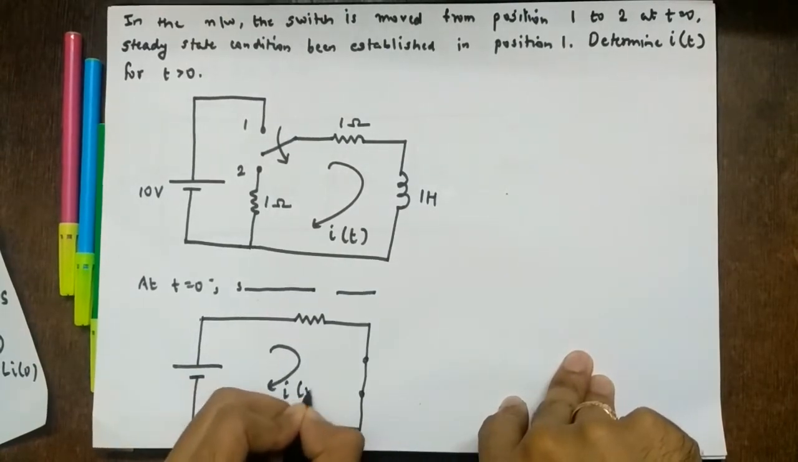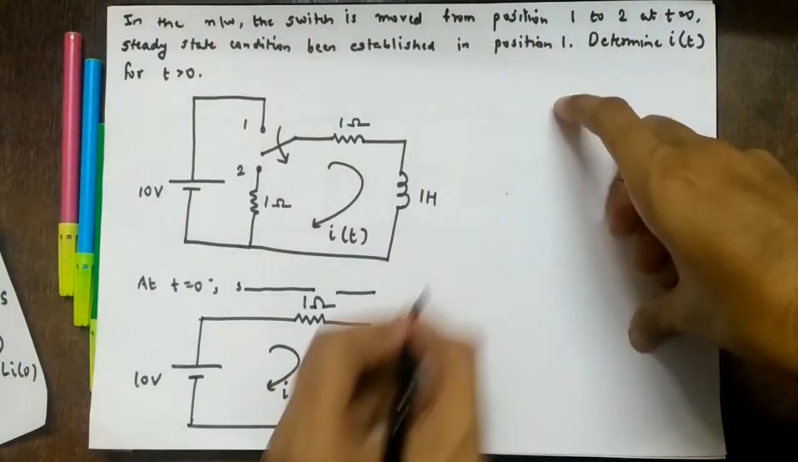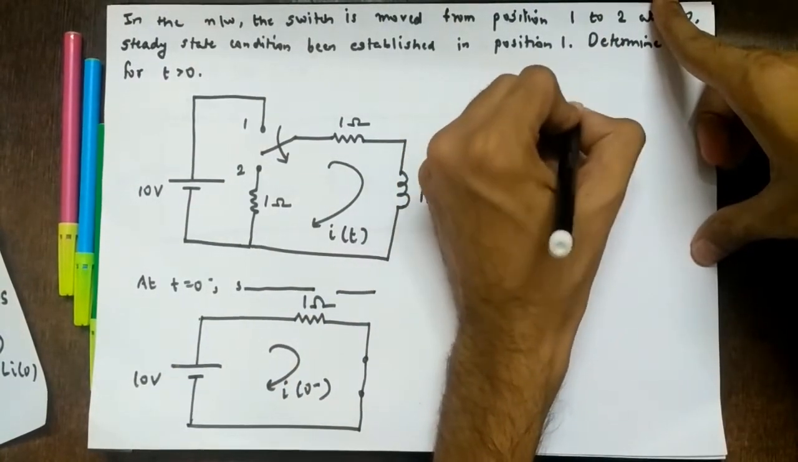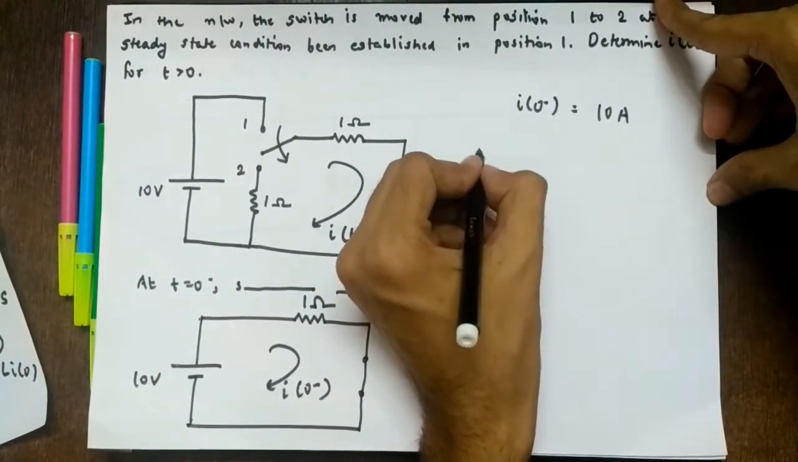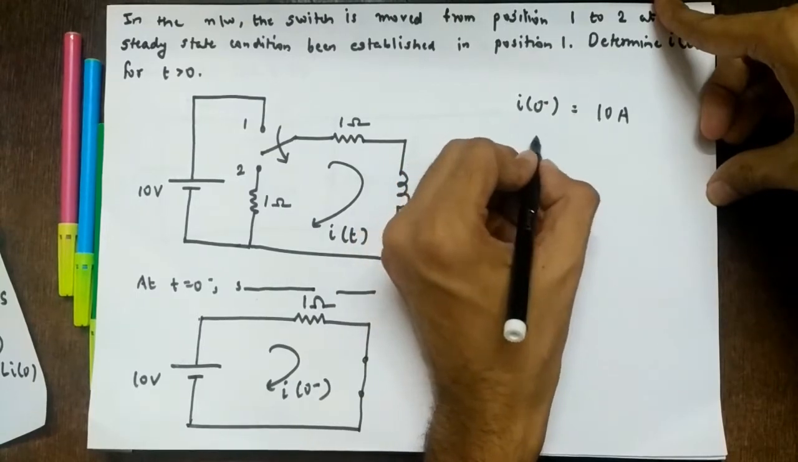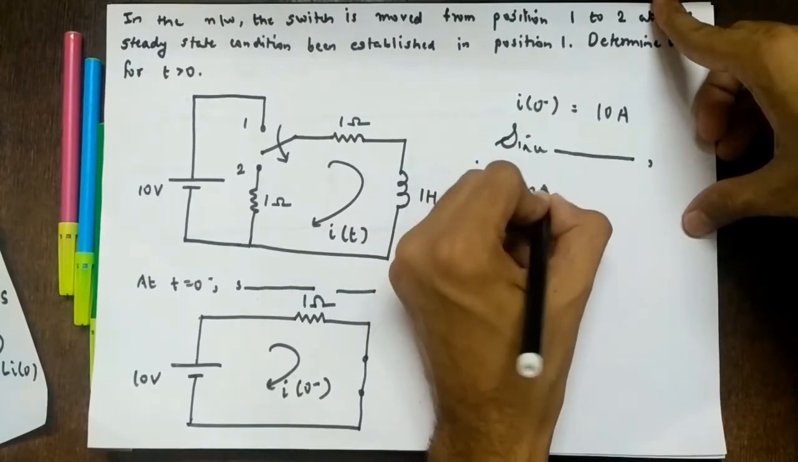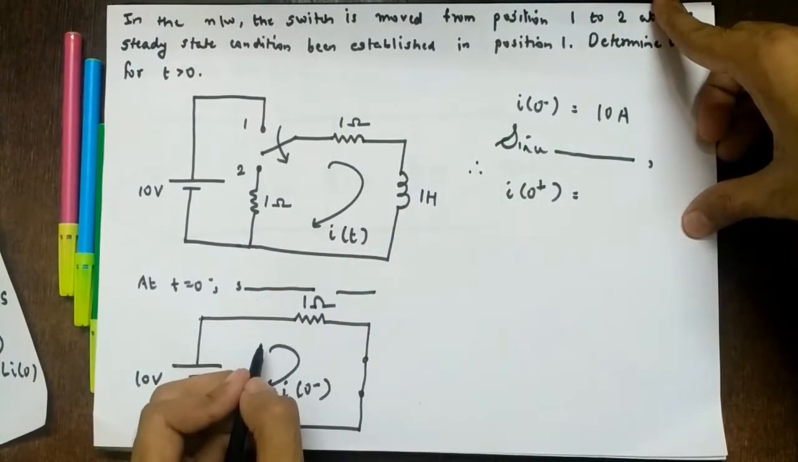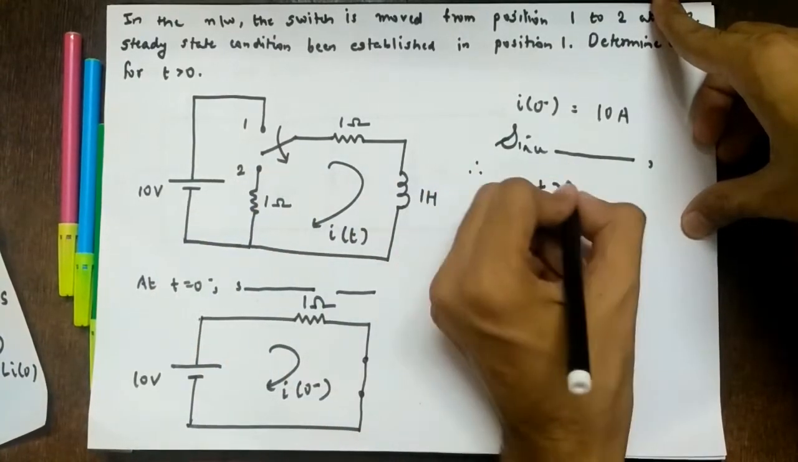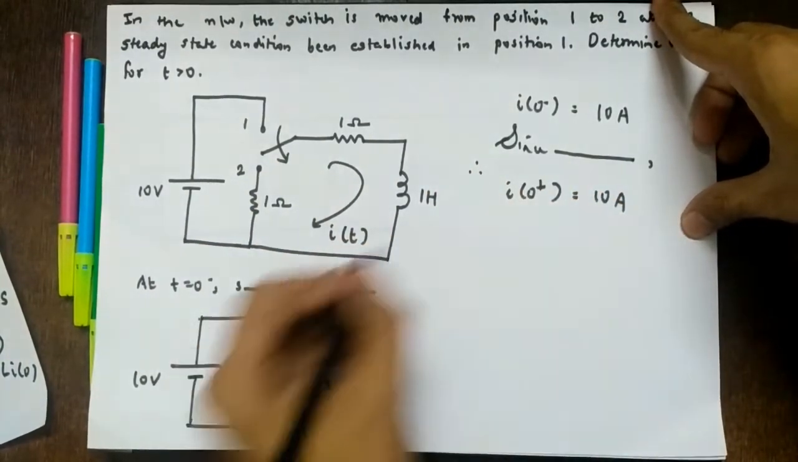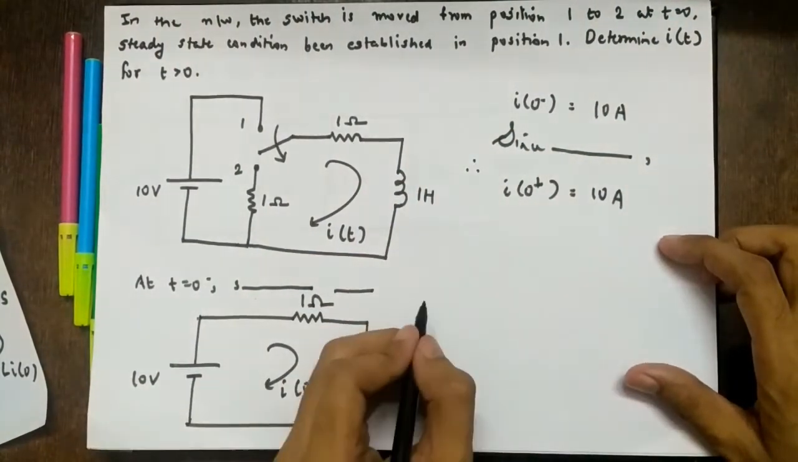So at t equal to 0 minus, this will be I of 0 minus. This is 10 volts, this is 1 ohm. So what will be I of 0 minus? V by R, so 10 by 1, so 10 ampere. Then you will write: since current through an inductor does not change instantaneously, IL of 0 minus should be IL of 0 plus. This is the current through the inductor, so it should be the same. So IL of 0 plus is also 10 ampere. If you write this sentence, there is no need to draw the network for t equal to 0 plus. You have already found it, right?